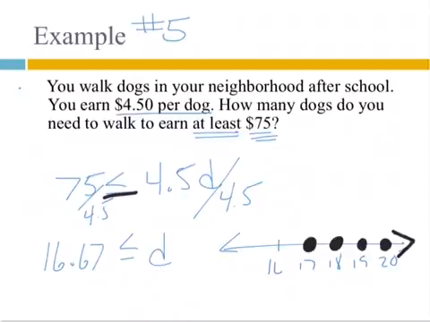Notice in this case I'm using a discrete graph, not shading the middles because I can't have part of a dog. I can have 17 dogs or 18 dogs, but I can't have 17.5 dogs. Not to walk, at least.